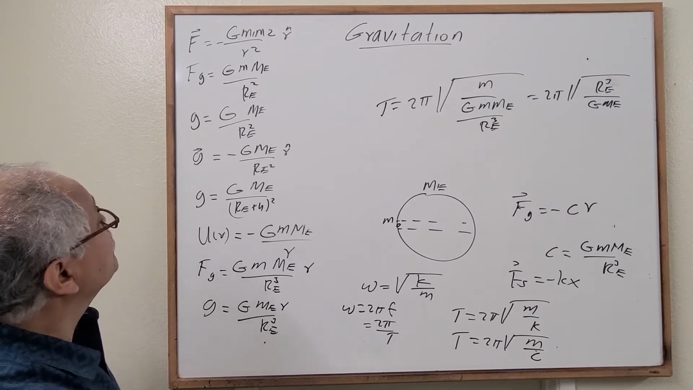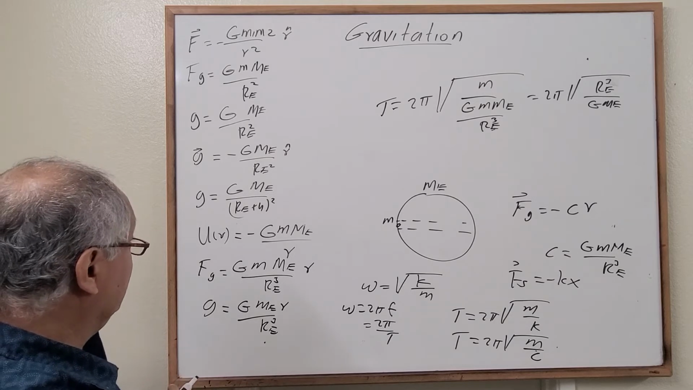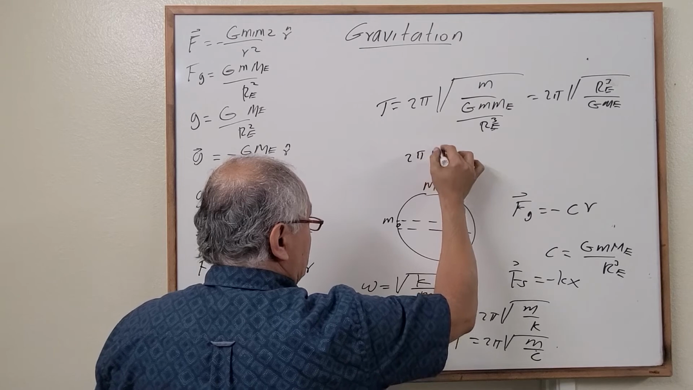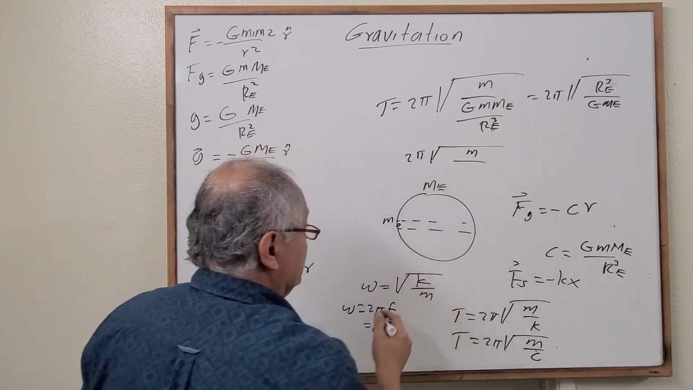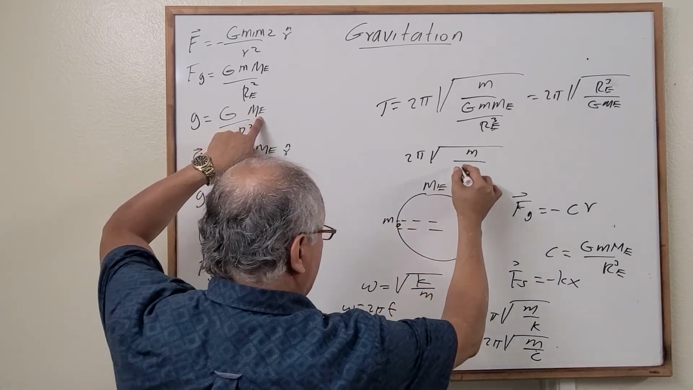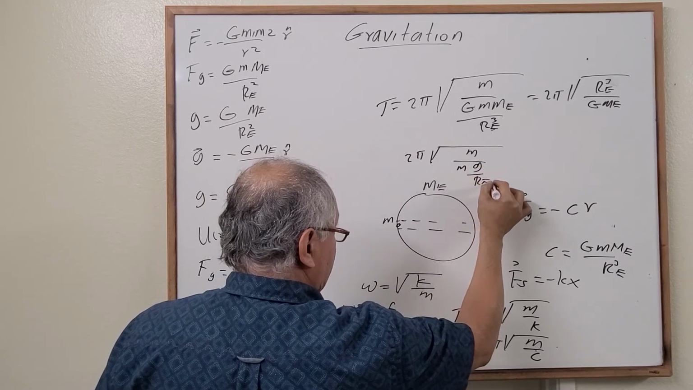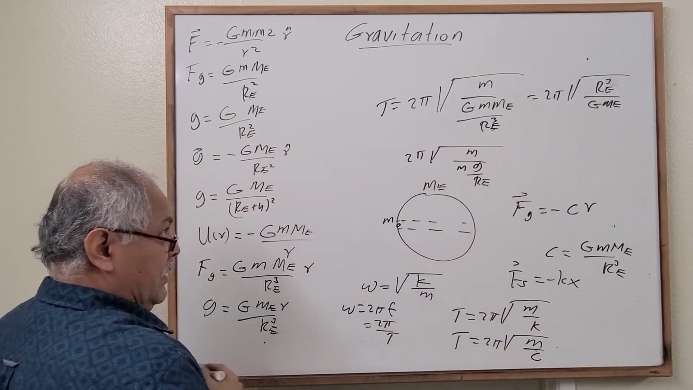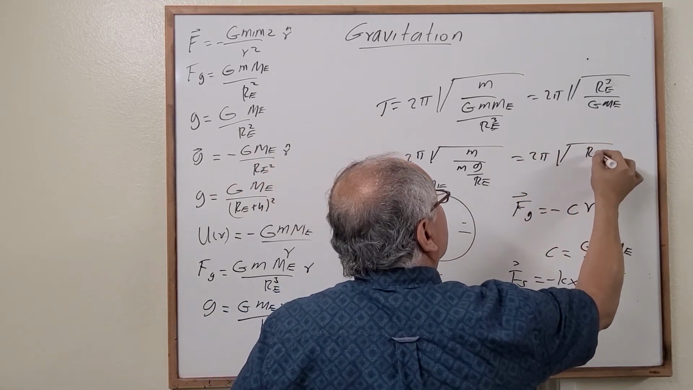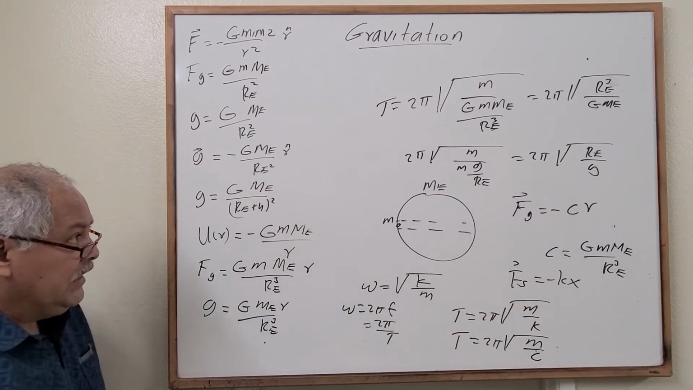Also, look, we can use this quantity right here. This is equal to 2 pi the square root of mass divided by G m over R of the Earth, where m cancels. And what is this? This is equal to 2 pi the square root of radius of the Earth divided by G. And that's going to be the period.